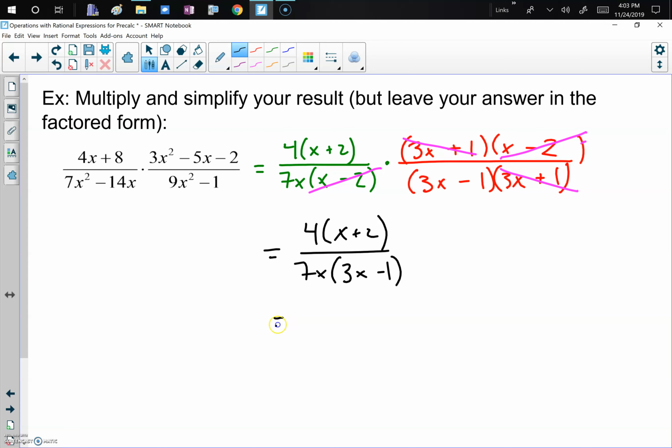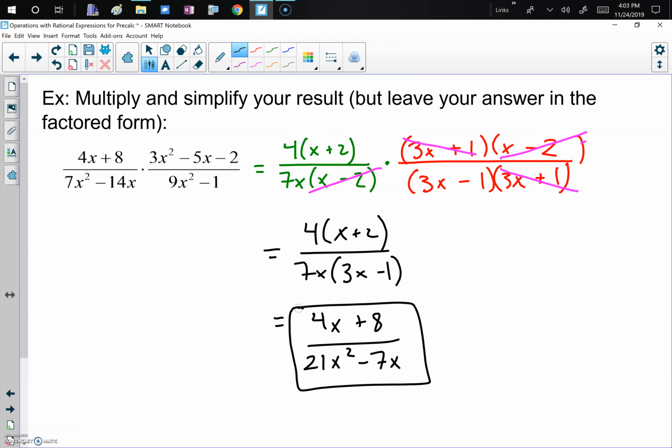So if I did want to redistribute my values here, I'd have 4 times x, and then 4 times 2, which is 8 for my numerator. For the denominator, we would also distribute. 7 times 3 gets me 21. X times x yields x squared, and then minus 7x for my other term. And we know that this is simplified because if we could have canceled out any factors, we would have. So even though it doesn't necessarily look simplified, it is our simplified form. We've just multiplied everything out so that there's not any additional operations to perform.